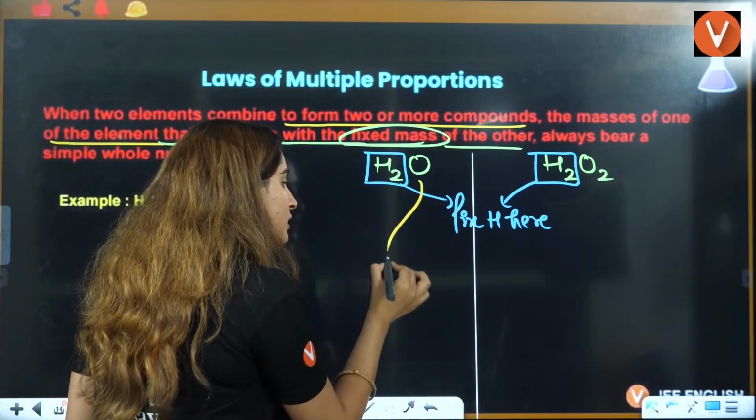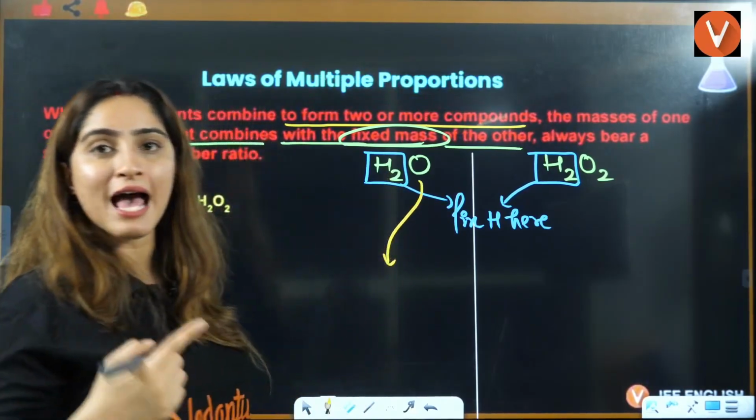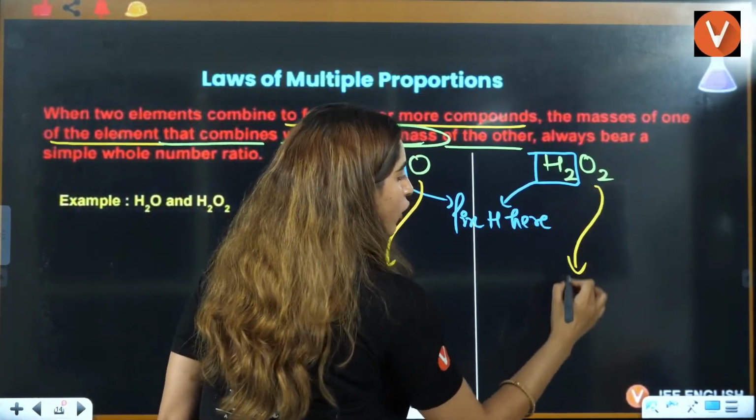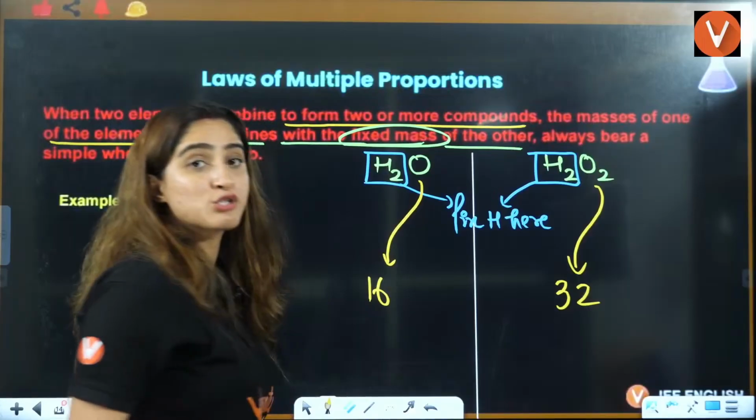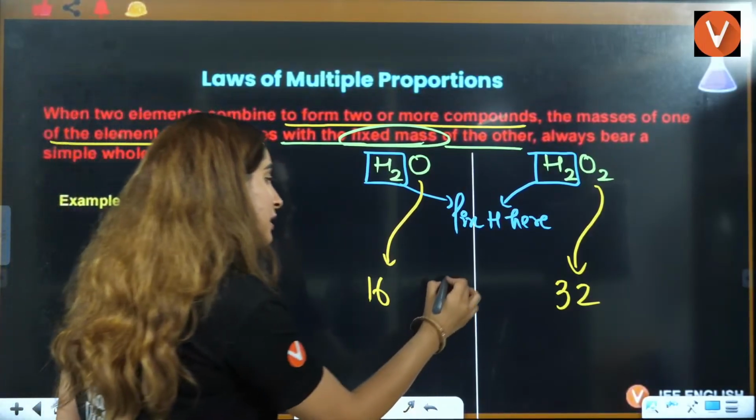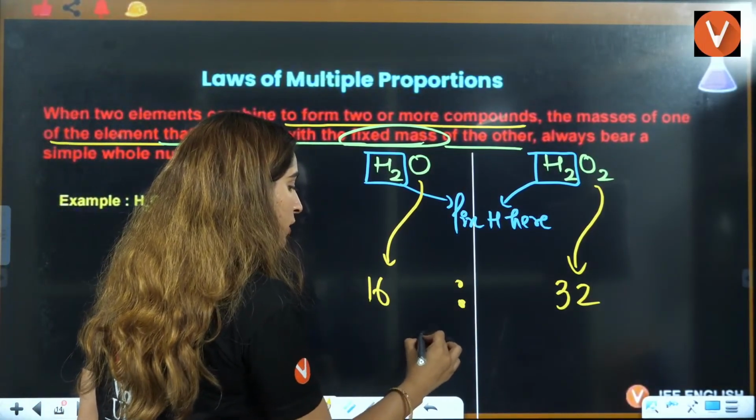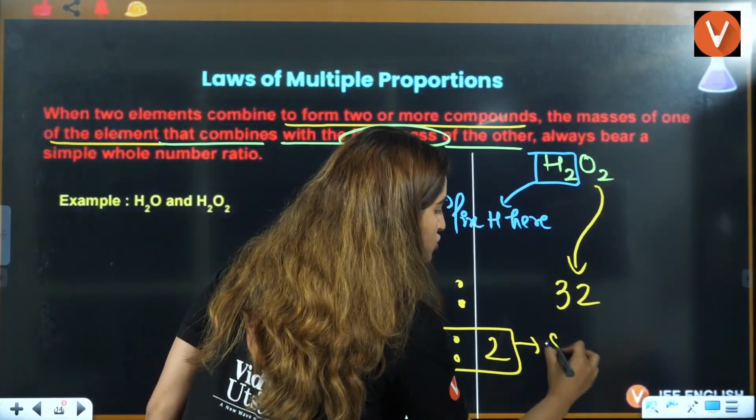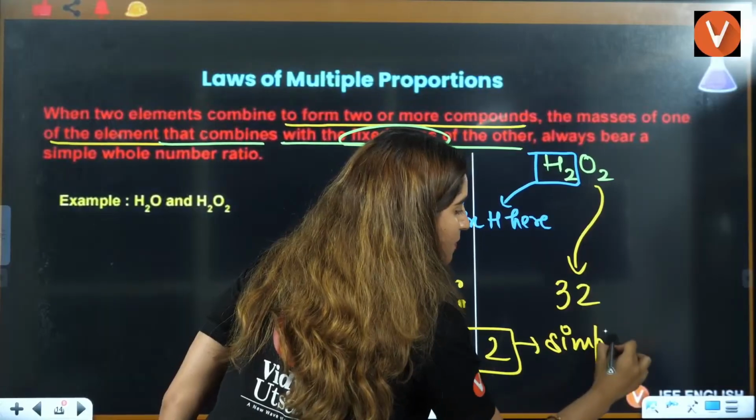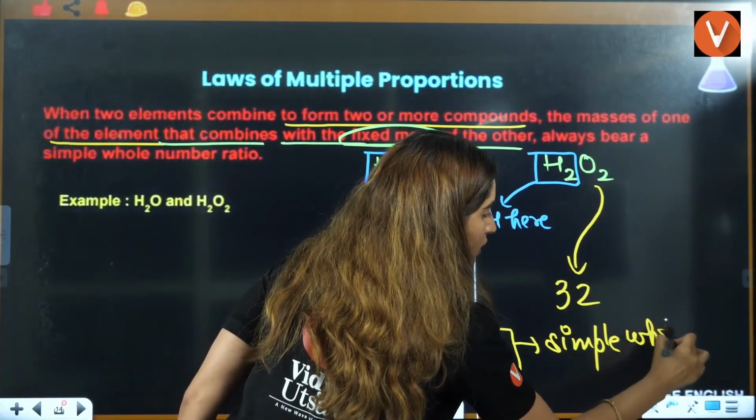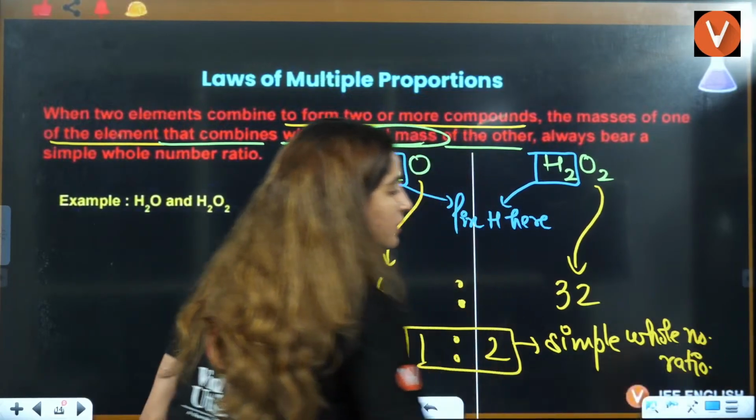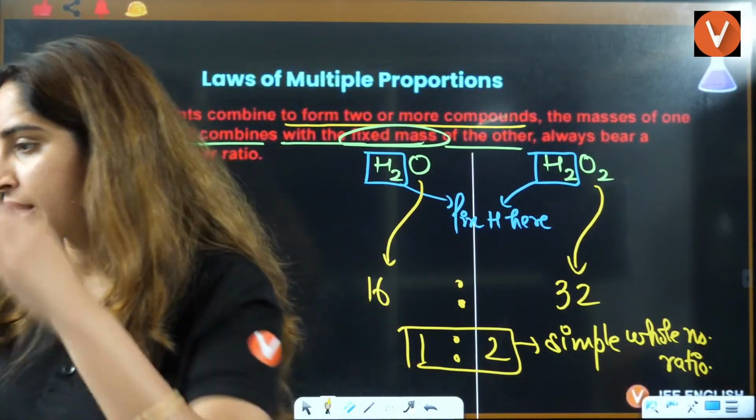Here oxygen is having what mass? 16. Here oxygen is having what mass? 32, because 16 into 2 is 32. The ratio of these two is going to be 1:2. Isn't it the simple whole number ratio, students?